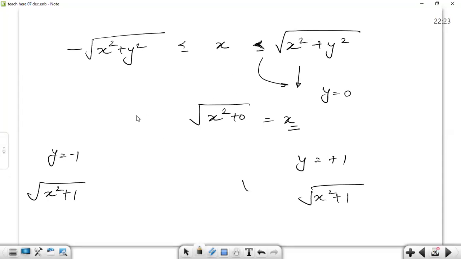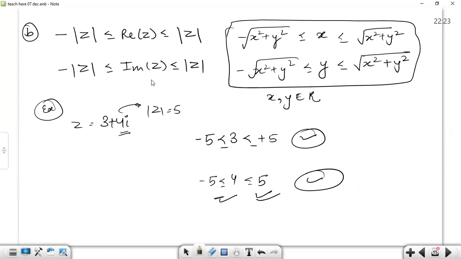So that's how we can make sense of it. And the same goes for the other side. It's just that the sign is reversed, so the inequality will be reversed also. Understood? Yes, sir. And don't forget that x and y are real numbers here. This is the property.